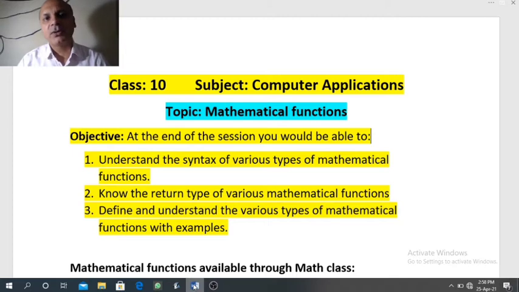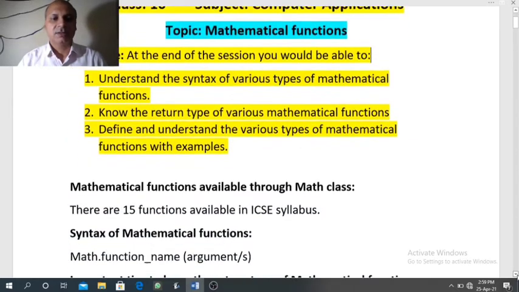In today's video we are going to discuss mathematical functions in Java. Today we will discuss the syntax of different mathematical functions, and what the return types of different mathematical functions are. It means the result of different functions will belong to which data type. We will also cover the definition of these functions along with examples to understand the concept of mathematical functions.